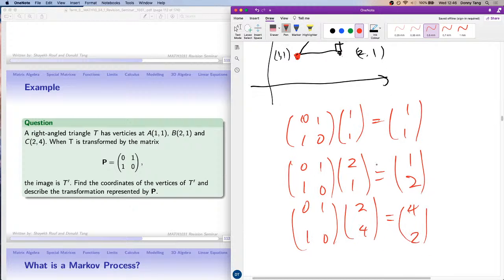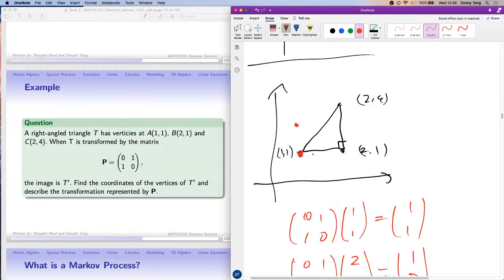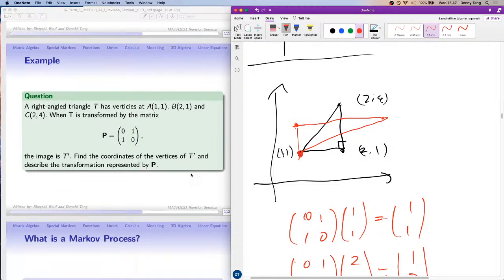So as you can see, if you haven't noticed already, basically what this transformation does is flip the x and y coordinates. We have 1, 1 staying 1, 1, 2, 1 becomes 1, 2, and 2, 4 becomes 4, 2. So in here we're going to look for 4, 2, which is going to be about here. And here's going to be our new triangle, right? Is that correct? Yeah, it should be correct. It might be a little off scale, but whatever. Yeah, okay, that looks right.